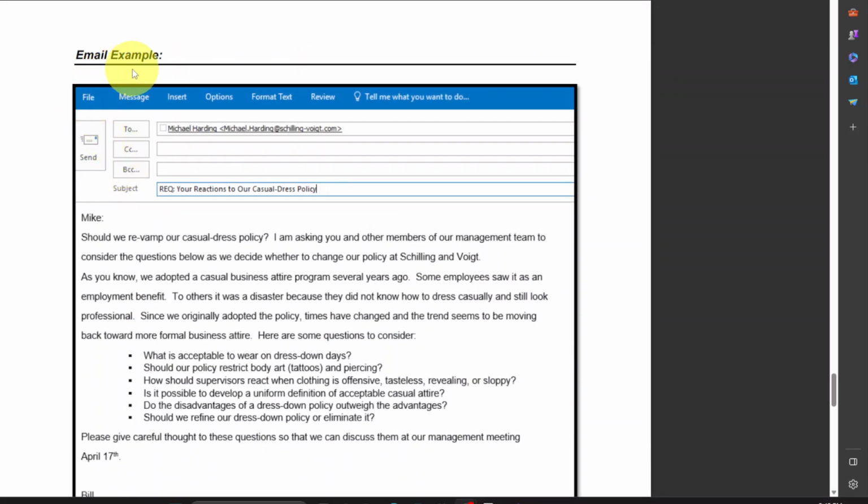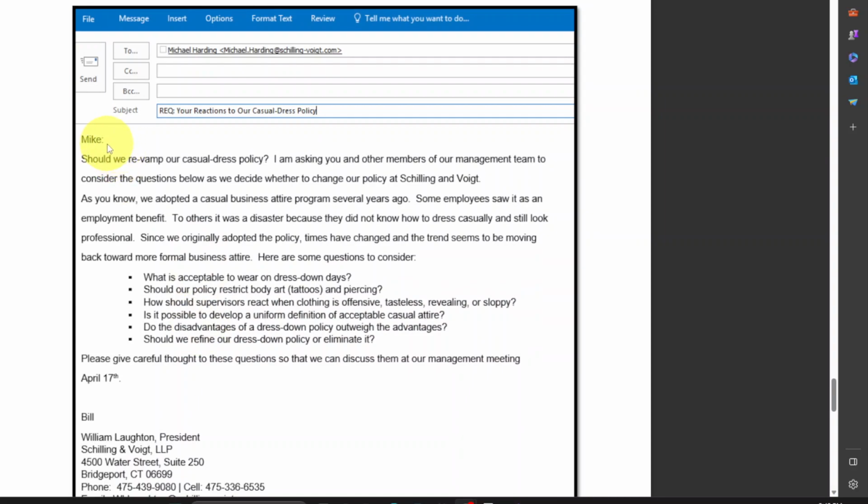Here's an email example. It's to Michael. The subject line is REQ, required. Your reactions to our casual dress policy. Okay? Mike, should we revamp our casual dress policy? I am asking you and other members of our management team to consider the questions below as we decide whether to change our policy. As you know, we adopted a casual business attire program several years ago.